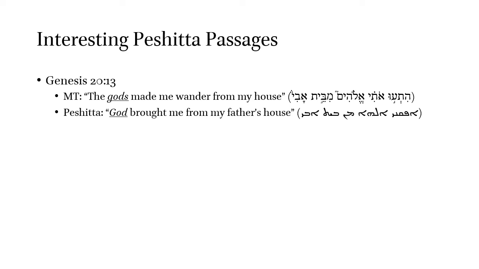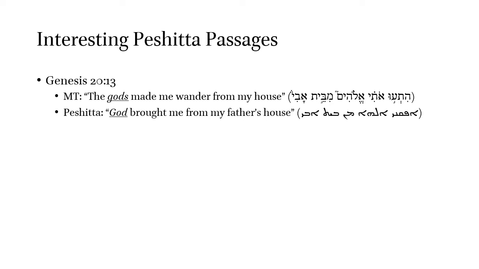Here we have a bit of theology making its way into the Peshitta. In Genesis 20:13, the text reads, "The gods made me wander from my house." Right. Although in English translations, this is often translated in the singular. Of course, Elohim in Hebrew means gods or God, but here the verb clearly in the Hebrew is a plural, hit'u, and not a singular verb. In the Peshitta, this is changed to the singular. God brought me from my father's house. And there you can see you've got a singular verb going with a singular Allah instead of Elohim. Okay, so that's just one example, sort of an interpretive translation.